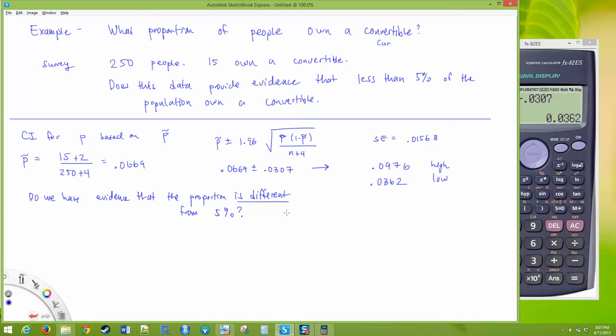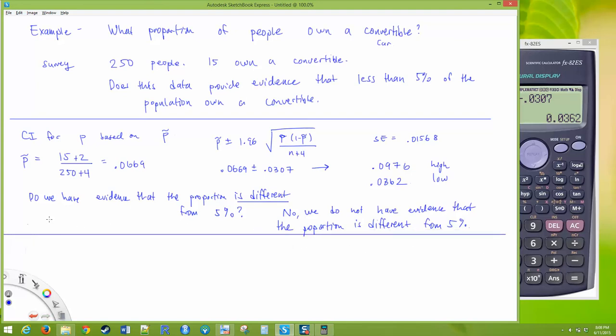So we say, no, we do not have evidence that the proportion is different from 5%. I feel like the proportion of convertible owners is like 1% or something. I just made up this info. Okay. So based on this data that we collected, which probably is not a truly representative sample, we do not have evidence that the proportion is different from 5%.